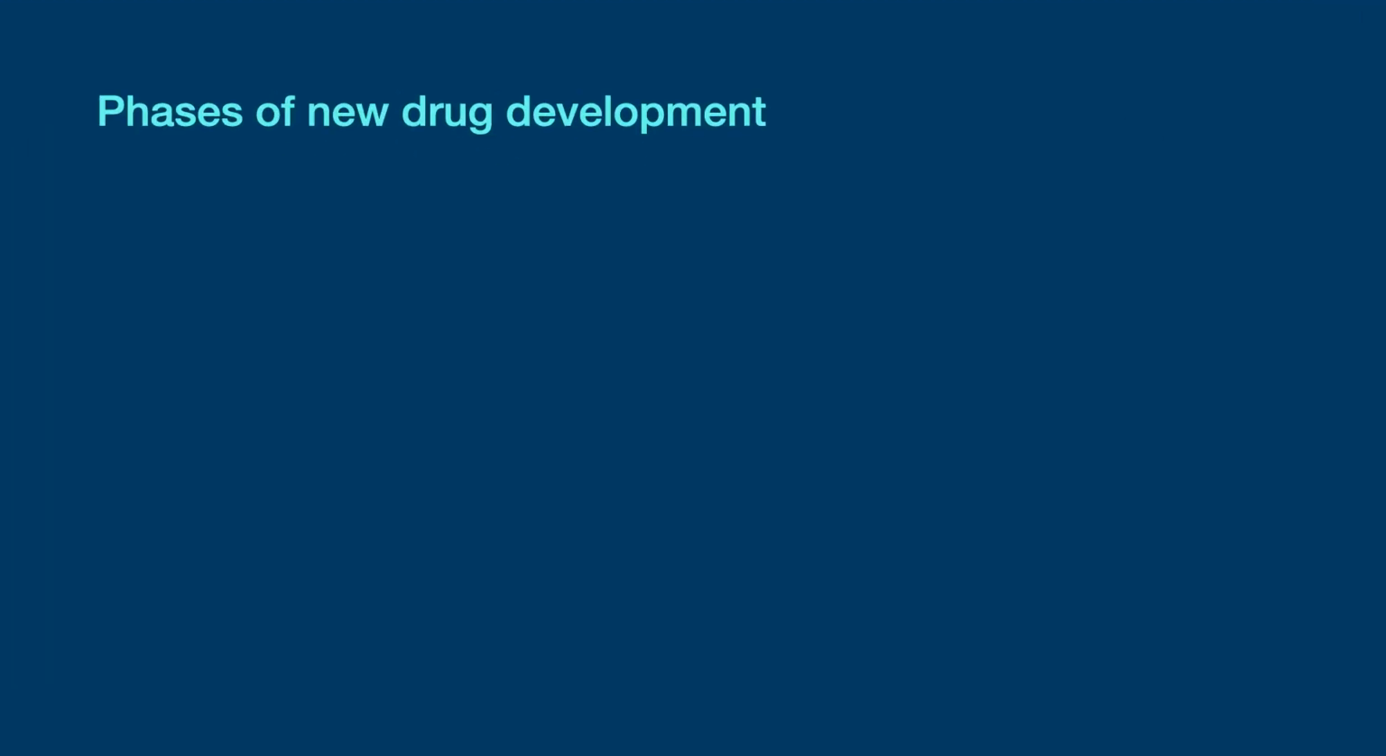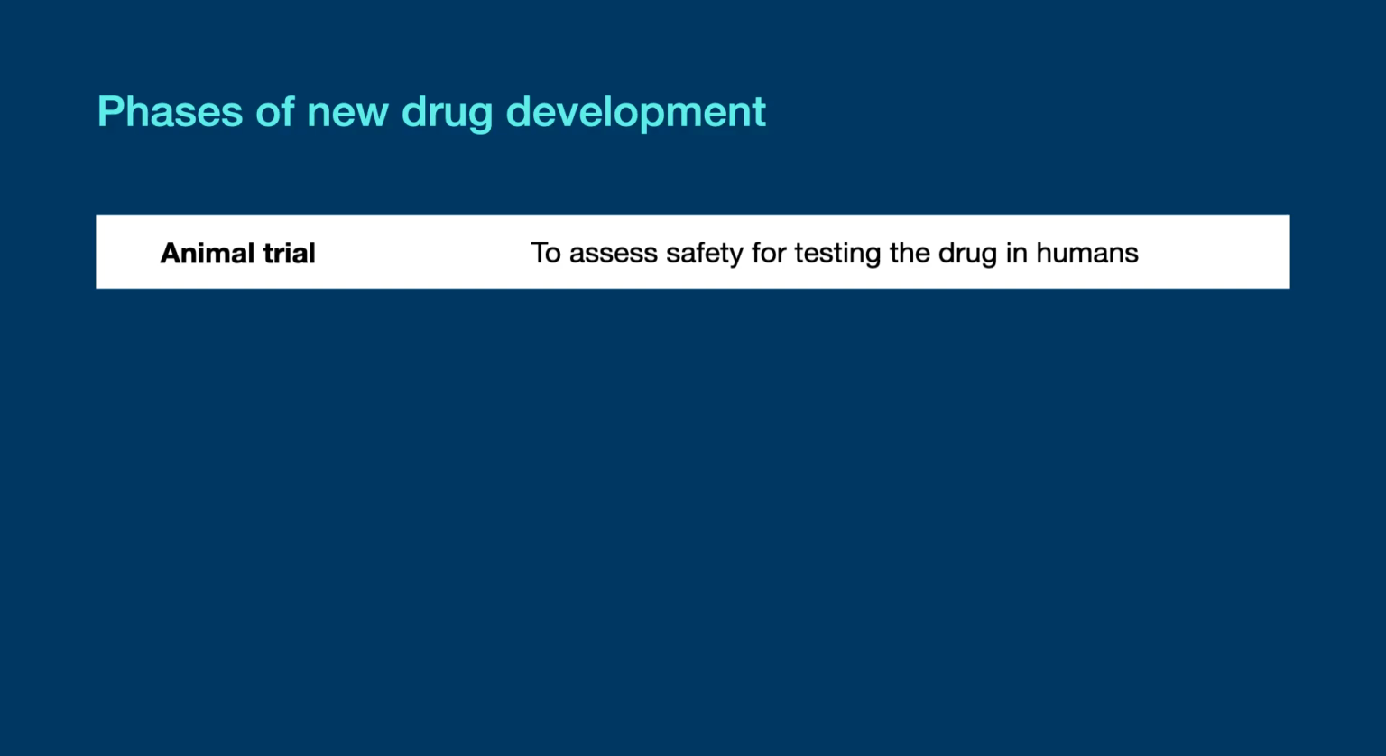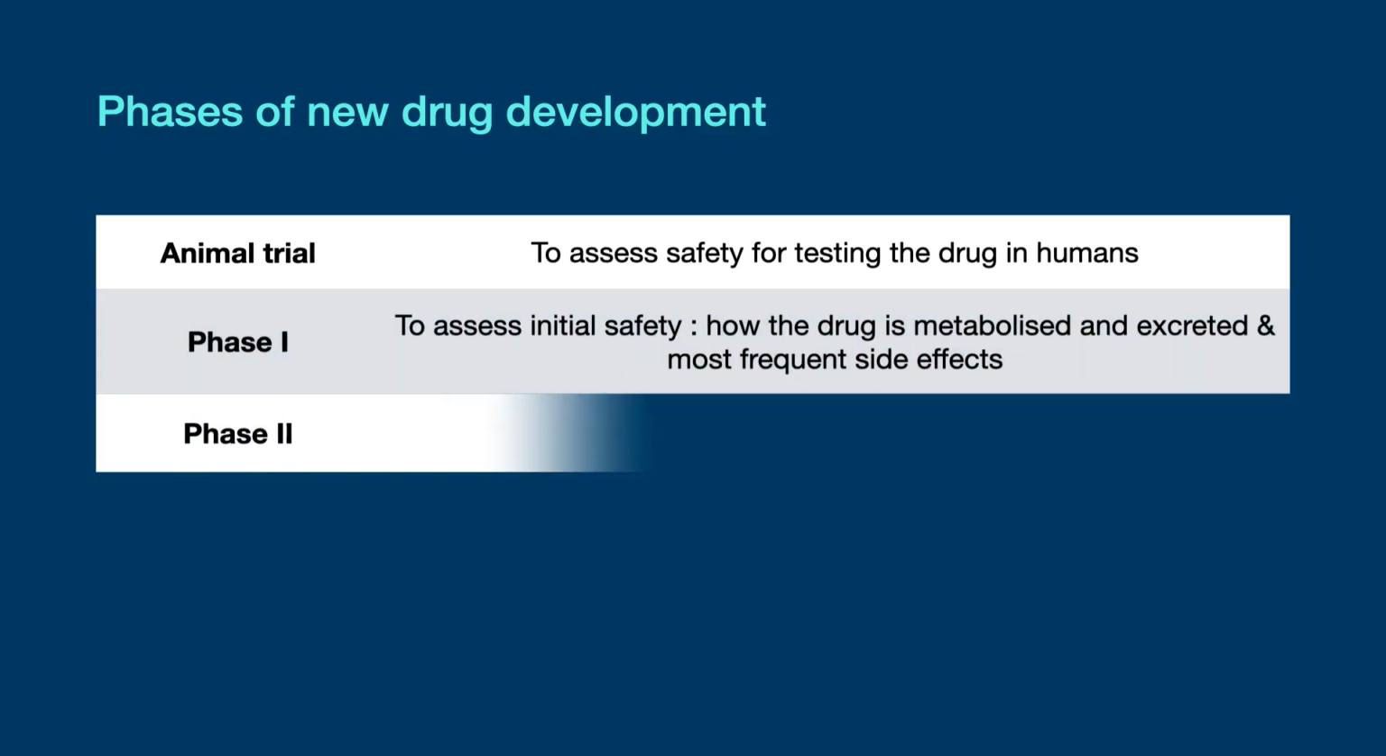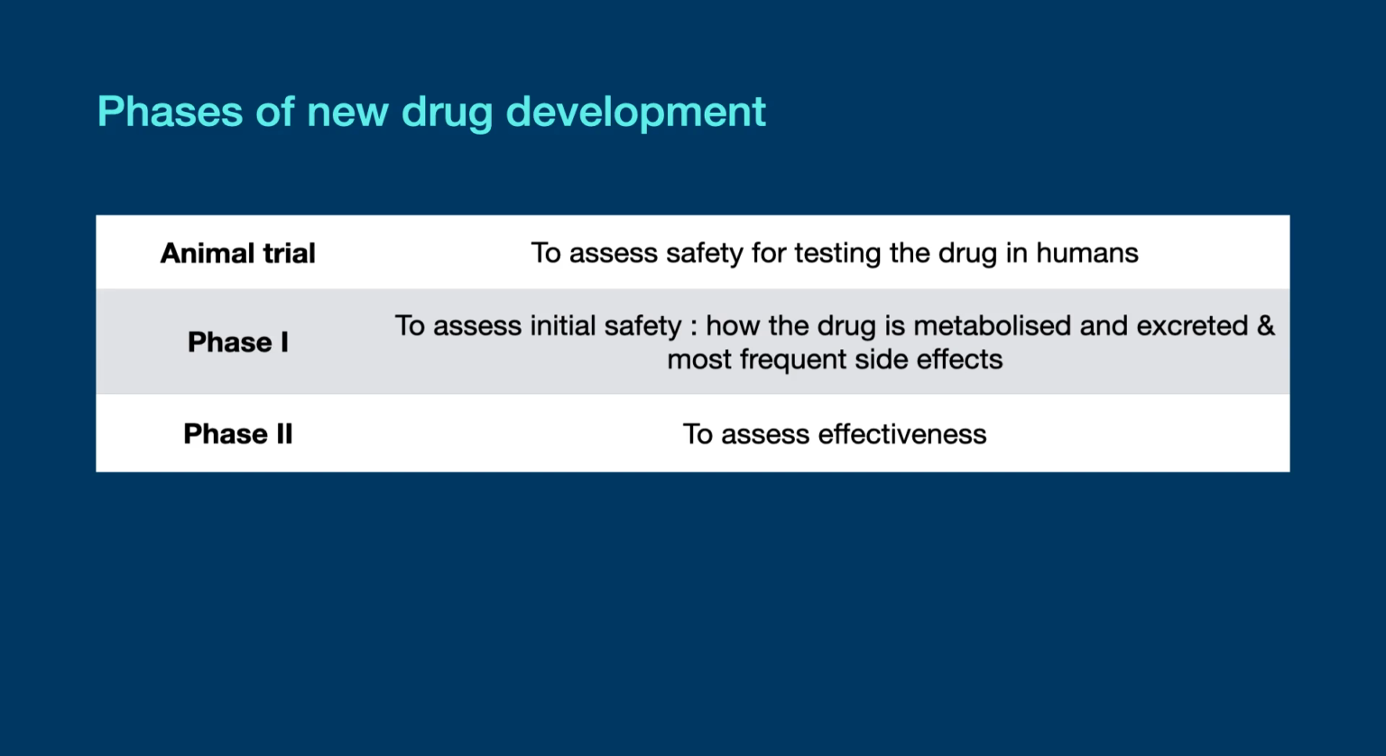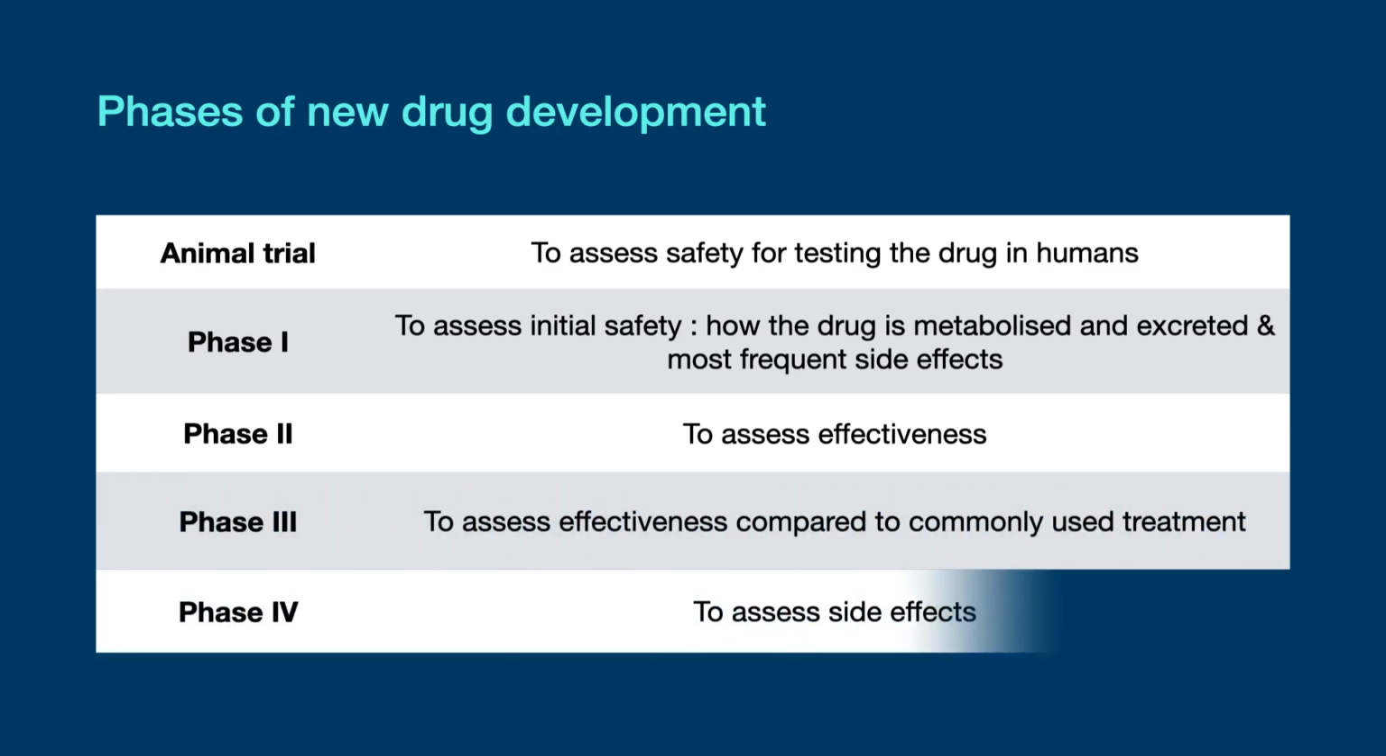Phases of a new drug development. So this table explains what are the phases one goes through when they are producing a new drug for treatment. The first phase is called the animal trial phase. This is done to assess safety for testing the drug in humans. Phase 1 trial is to assess initial safety, which is how the drug is metabolized and excreted and most frequent side effects. Phase 2 is to assess effectiveness of the drug. Phase 3 is to assess the effectiveness compared to commonly used treatment. Phase 4 is to assess the side effects.